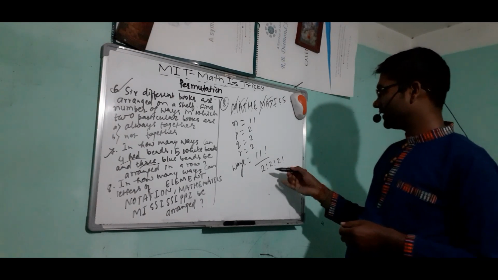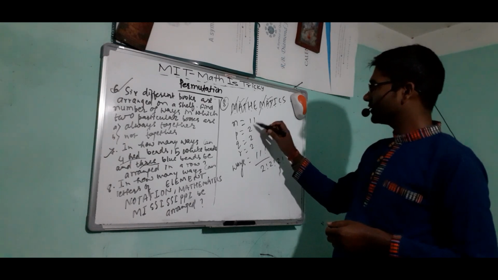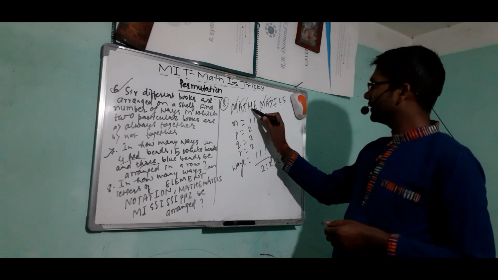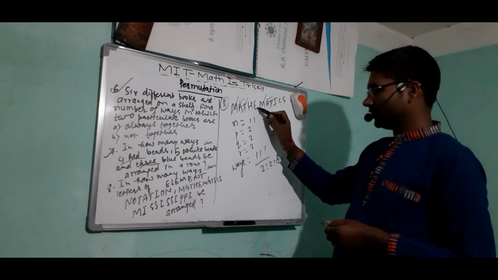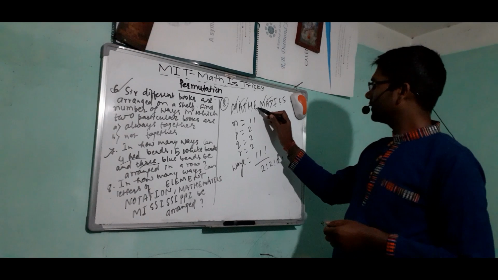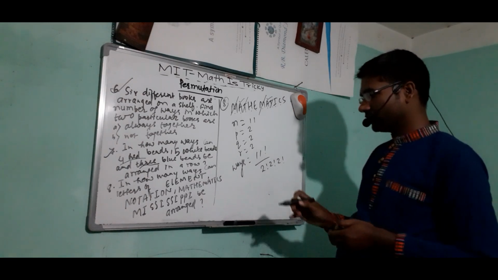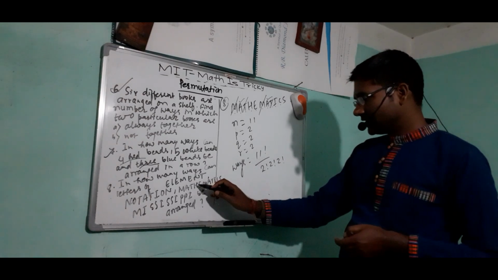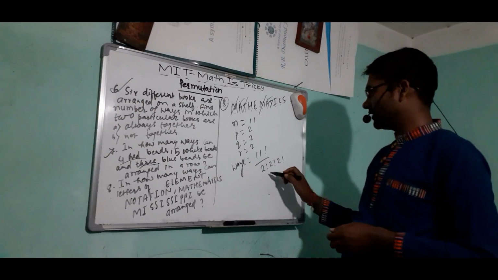Okay, so you can see here 2 plus 4 is 6, and then 7, 8, 9, 10, 11. M-A-T-H-E, mathematics. This is our answer.